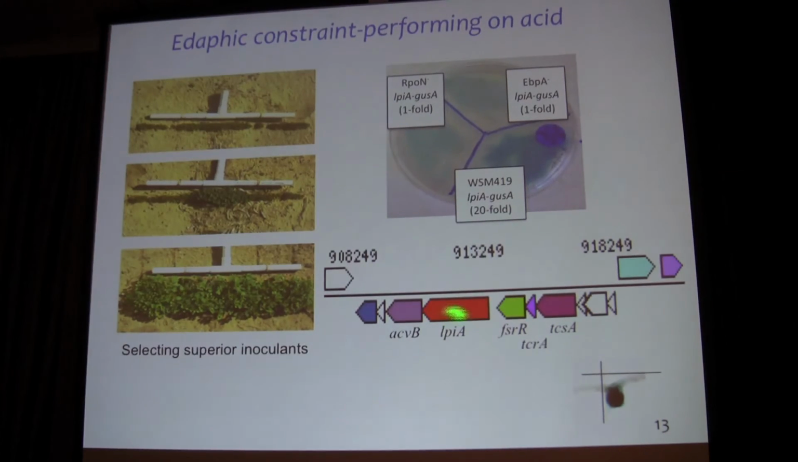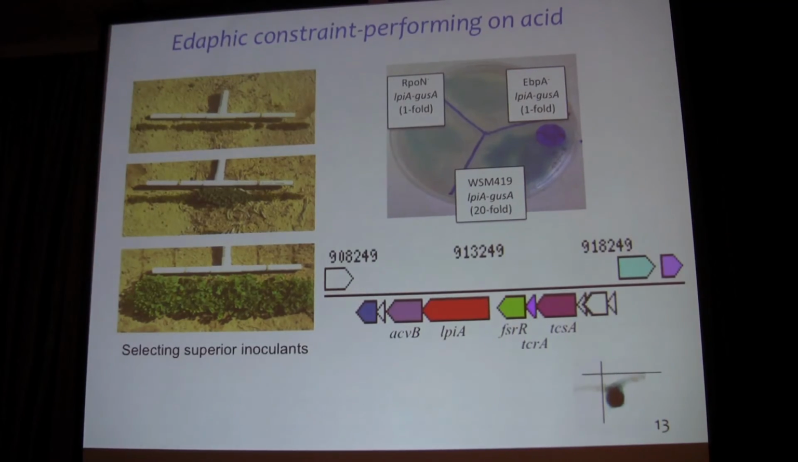So you'll see here, downstream from LIPA, we've got ACVB, which is an acid-induced gene, which is also required for virulence. And then upstream, we've got 3 genes which are part of 2-component signal transduction systems. So we've got a sensor here, we've got a regulator just downstream from that, and another fused sensor regulator downstream from that. And you can create knockouts in all of those.